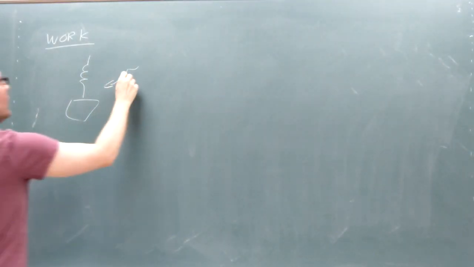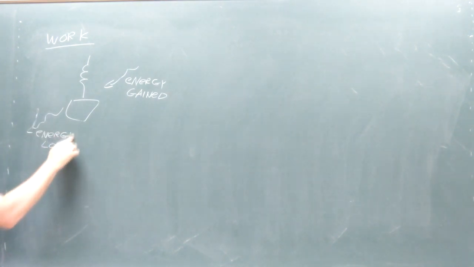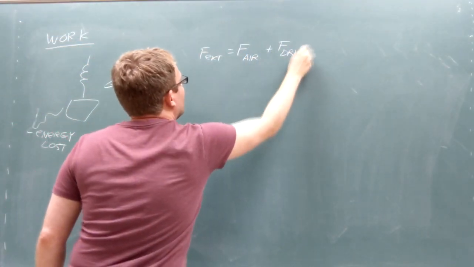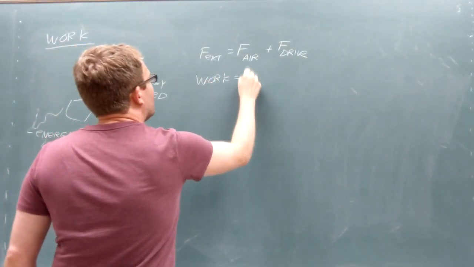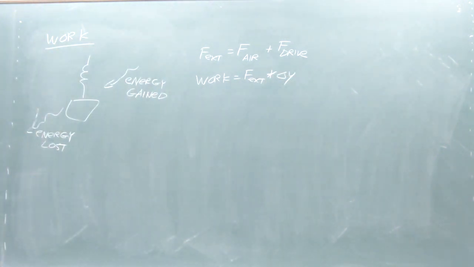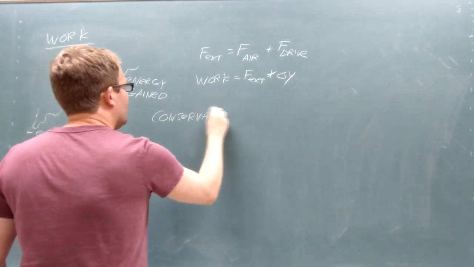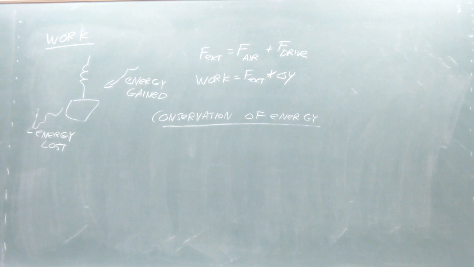Work is manifested as one object gaining or losing kinetic energy due to an external force. In this case, we have two external forces, the driving force and air resistance. We can calculate work as the product of the external forces with the distance that the block travels in each frame of the animation. The reason we're interested in energy is because the total energy in the universe must remain constant. We call this the law of conservation of energy.